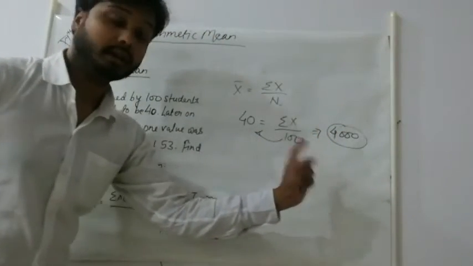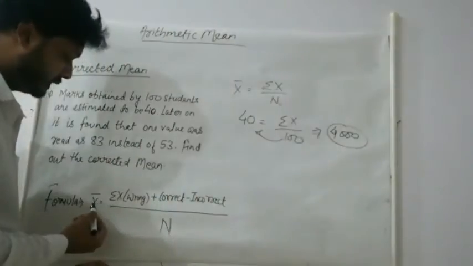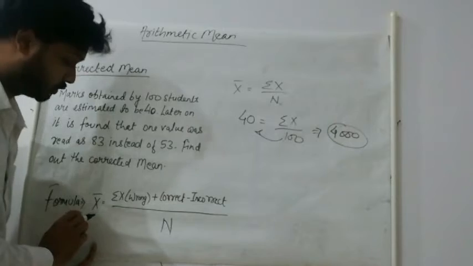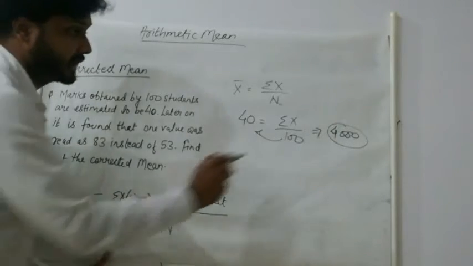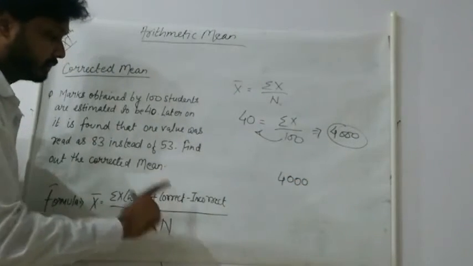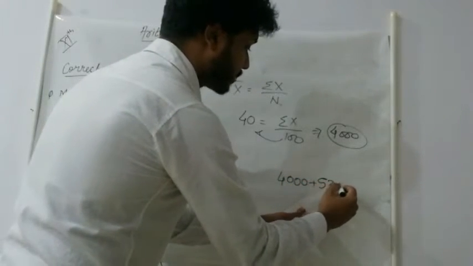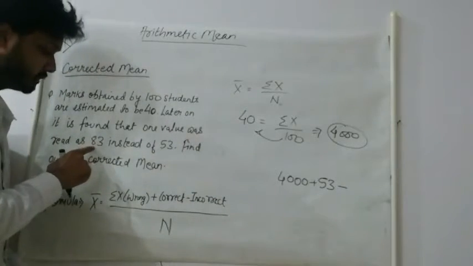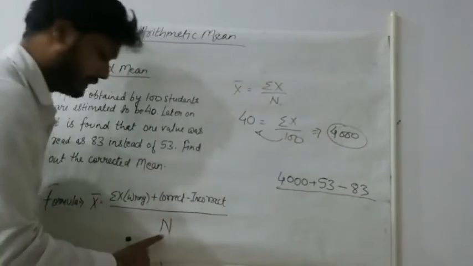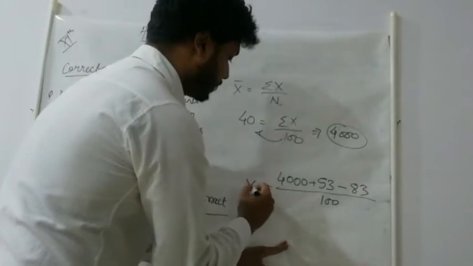Okay, now we will put everything in this formula and we will get the correct value. See here, mean how much it is given. See here, mean we don't know the value because this is the right value that we have to find. Wrong value of summation x 4000 we are having, plus correct which one it is 53. Okay, plus 53 we will do, minus incorrect by mistake which we have written 83 upon n. N is our number of observation, that is 100, and this will be our correct mean.